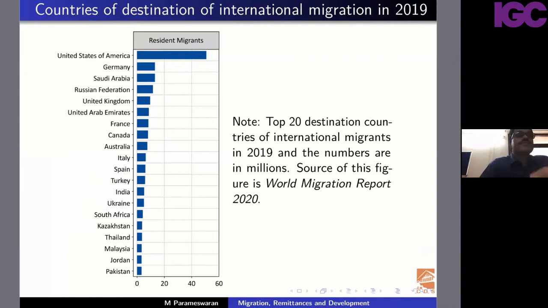Now these are the countries of destination of international migration, where you can see that most of the countries are very developed countries, the United States, Germany, or rich countries. Then except maybe Russia, but that's also.